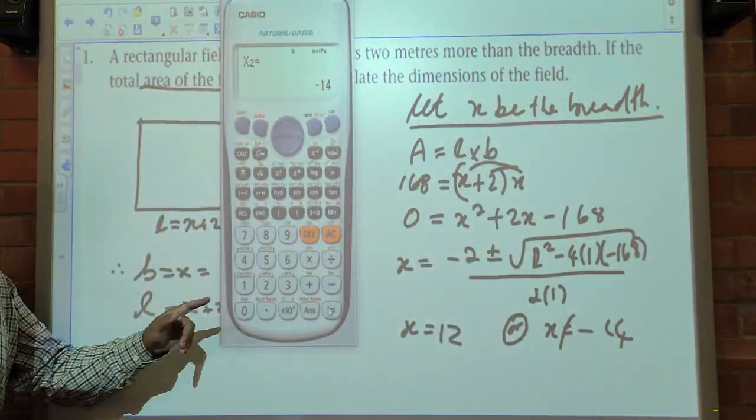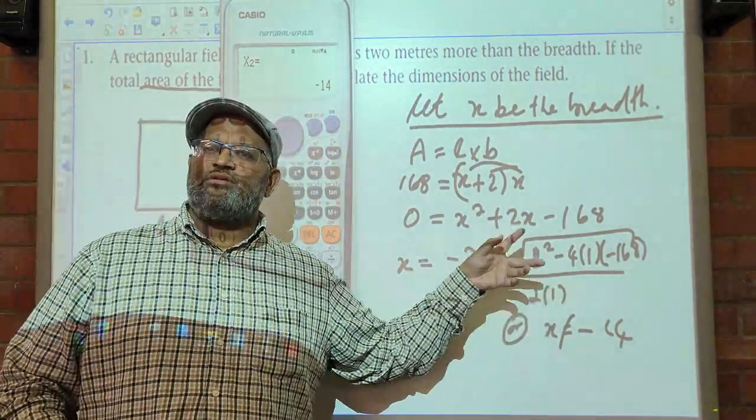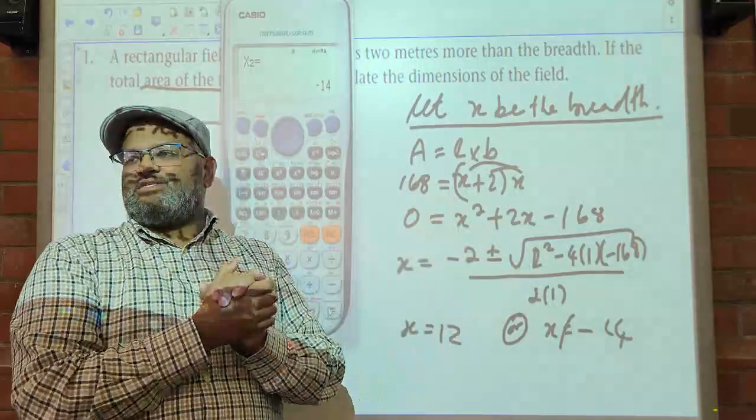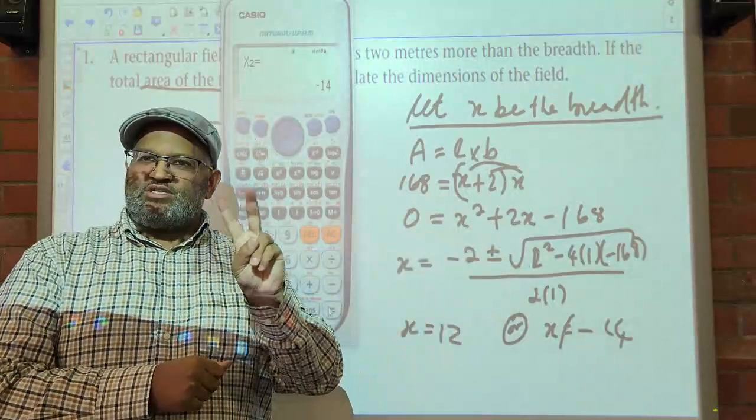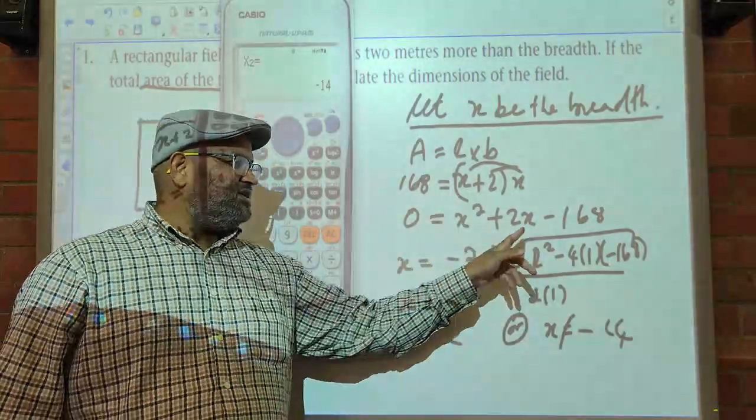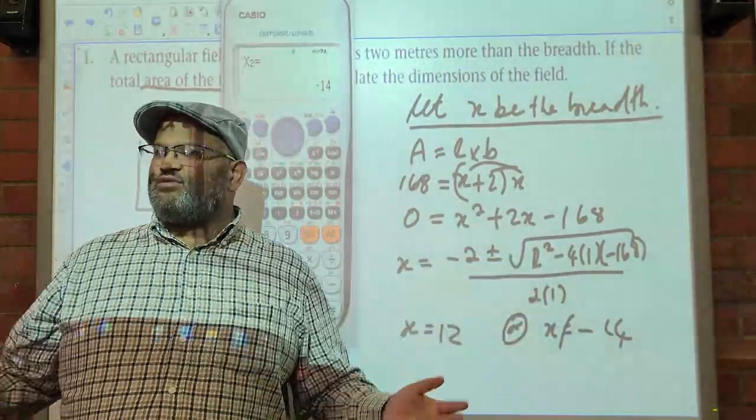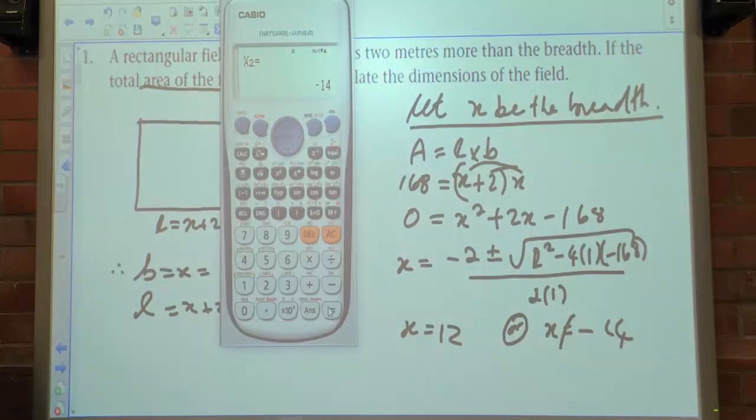The only time where you have to show the substitution is in question 1, where next to the question it says to work to 2 decimal places. It's the only time you need to show the substitution. Further than that, you don't have to show it. You can just use your calculator as we have done. Okay.